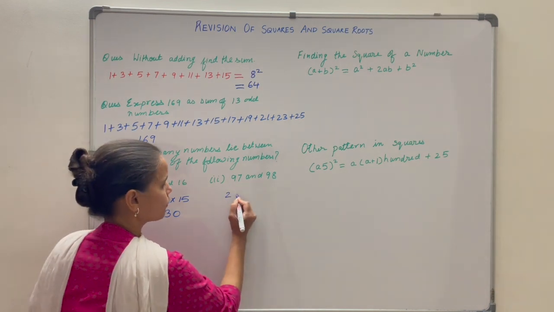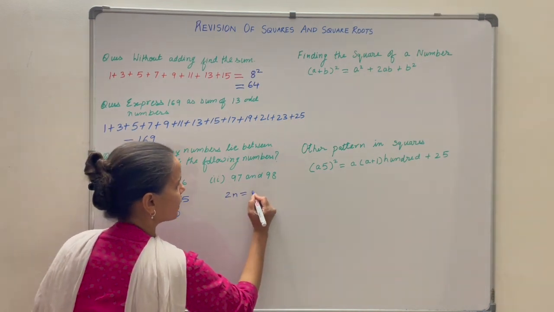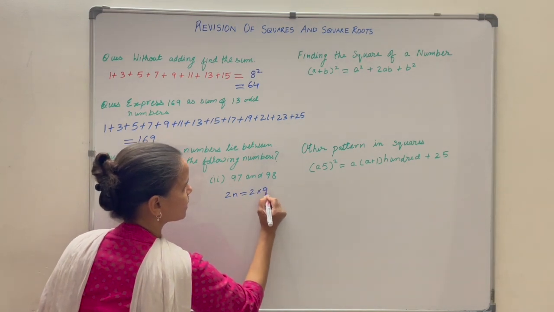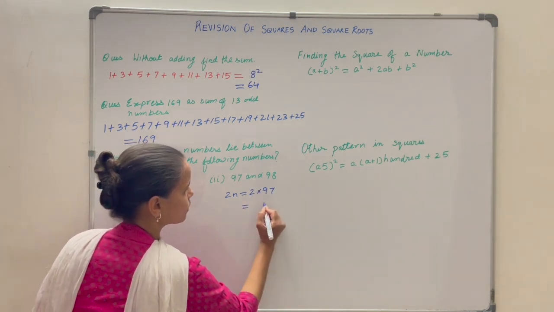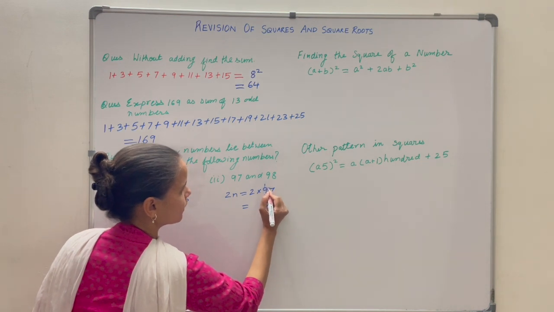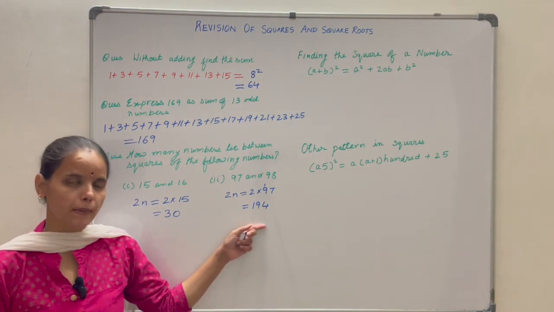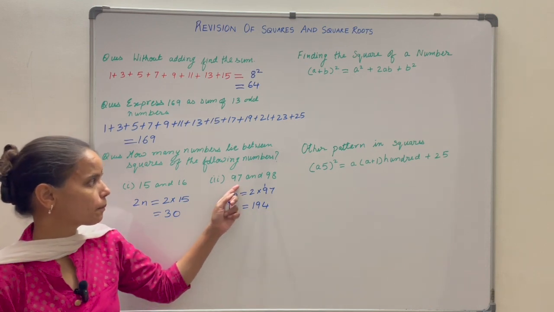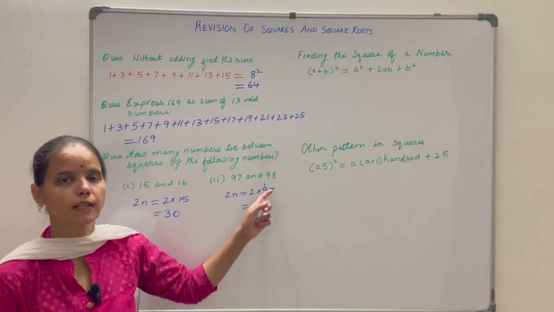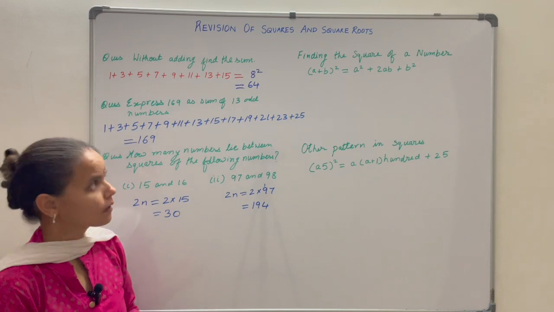Here, how many numbers are there between the perfect squares of 97 and 98? The formula is 2n and n here is 97. So 7 into 2 is 14, carry over 1, 9 twos are 18 and 1 is 19. So 194 numbers are there between the perfect squares of 97 and 98.